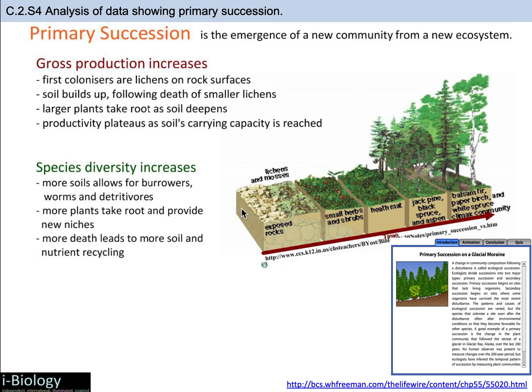Species diversity also increases, so which types of plants you're seeing over time. So more soil allows for burrowers and worms and detrivores. More plants take root and provide new niches. And then more death will lead to more soil and nutrient recycling.